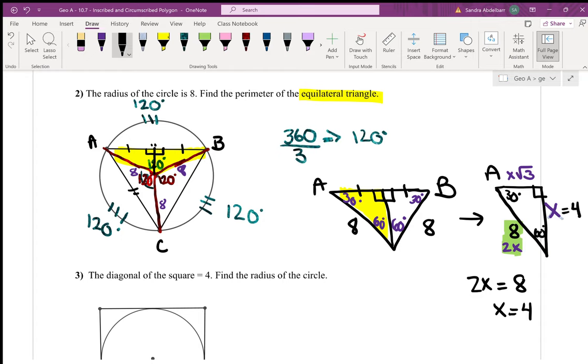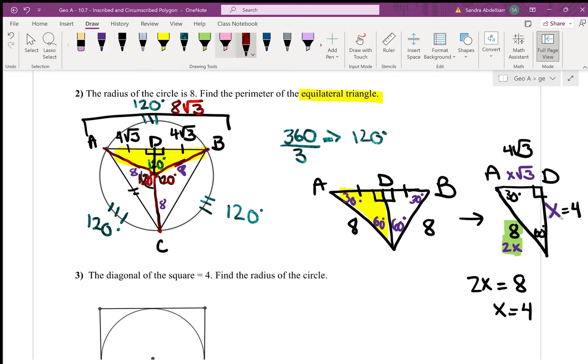And from A to the right angle, let's call this point D, A to D is going to be 4 root 3. Now, if AD is 4 root 3, do we all agree that DB is also 4 root 3? So how long is AB? If AD is 4 root 3 and DB is 4 root 3, AB is 8 root 3. This triangle is equilateral, right? Since all the sides are congruent, I can now find the perimeter. The perimeter is going to be 3 times 8 root 3, so the perimeter will be 24 root 3.